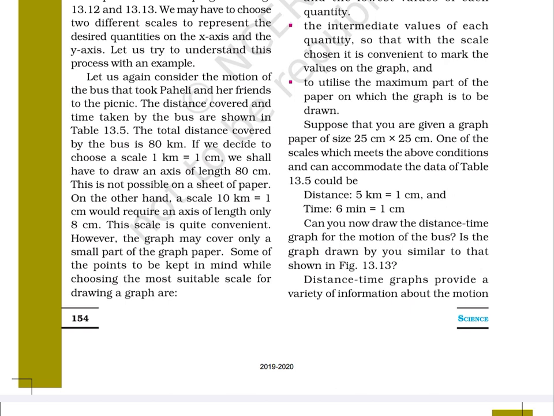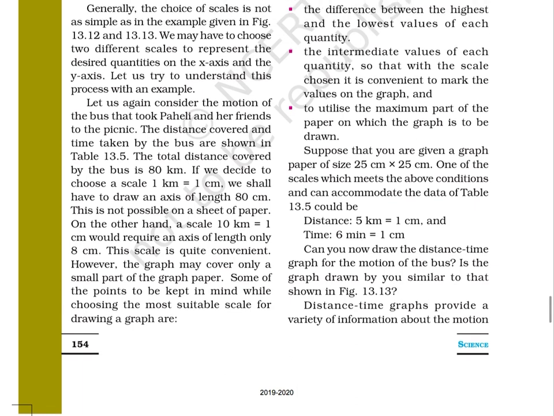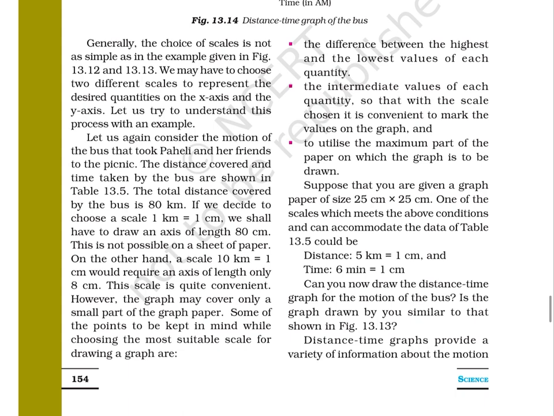Some of the points to be kept in mind while choosing the most suitable scale for drawing a graph are: 1. The difference between the highest and the lowest values of each quantity. 2. The intermediate values of each quantity, so that with the scale chosen, it is convenient to mark the values on the graph. And 3.